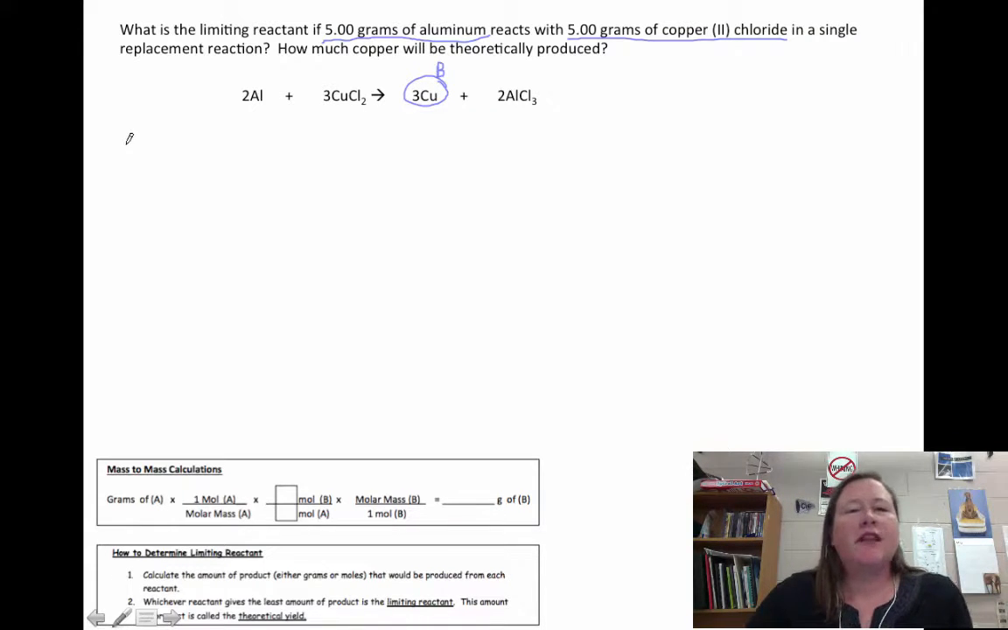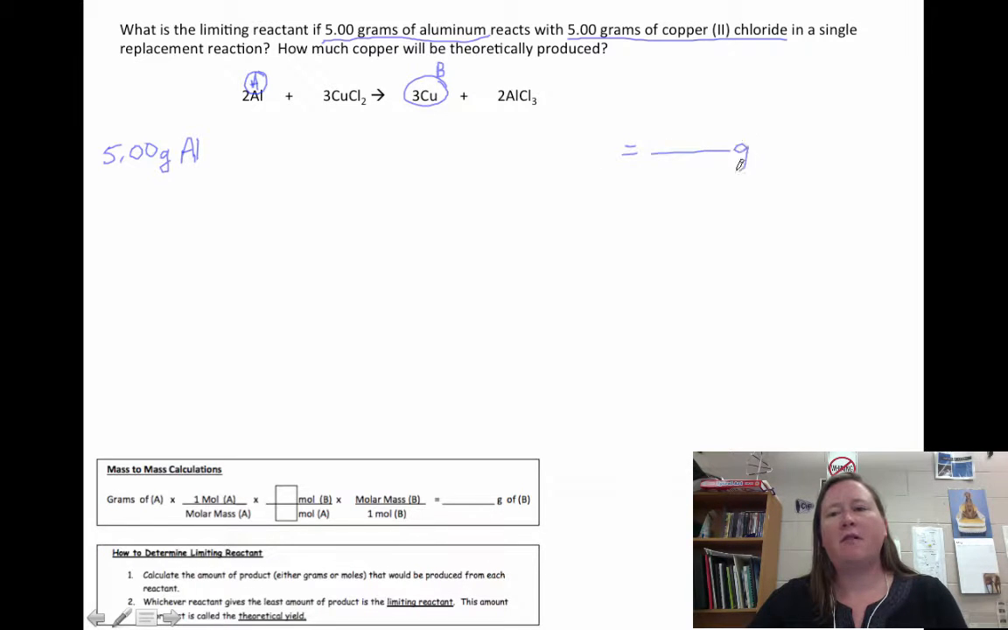Okay, so first calculation I'm going to write in red. In this one we have 5.00 grams of aluminum. So my starting substance is A, and I want to figure out how many grams of copper can be produced if we start with 5 grams of aluminum. Okay, so it's a mass-to-mass calculation, starting with grams of A. I've got that down.